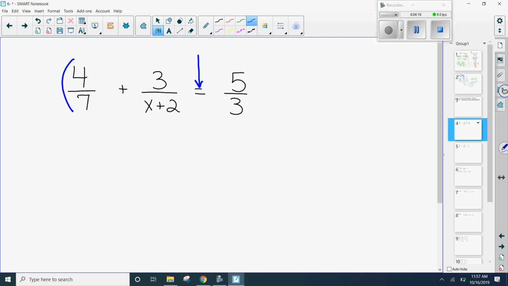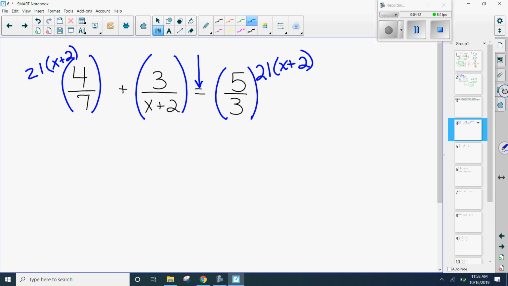So I want to take both sides of the equation times that common denominator of 21 times the quantity x plus 2. Which you can do that, right? If you do that to the left-hand side, what are you going to have to use? Distributive property. So using the distributive property, I'm going to set it up like that.